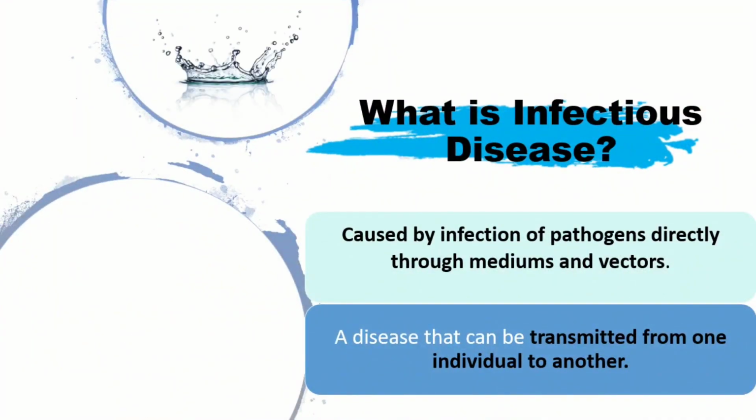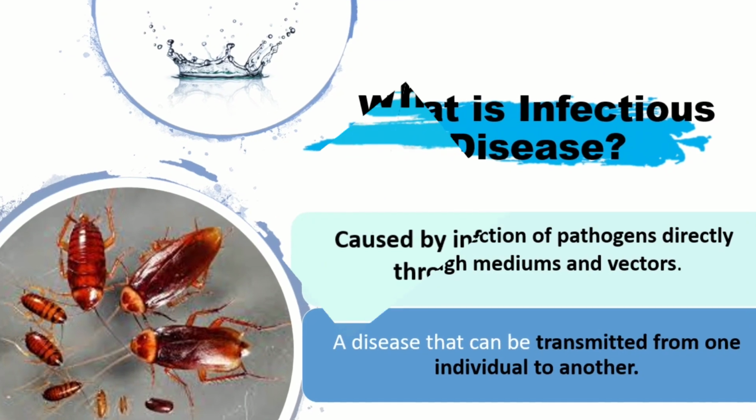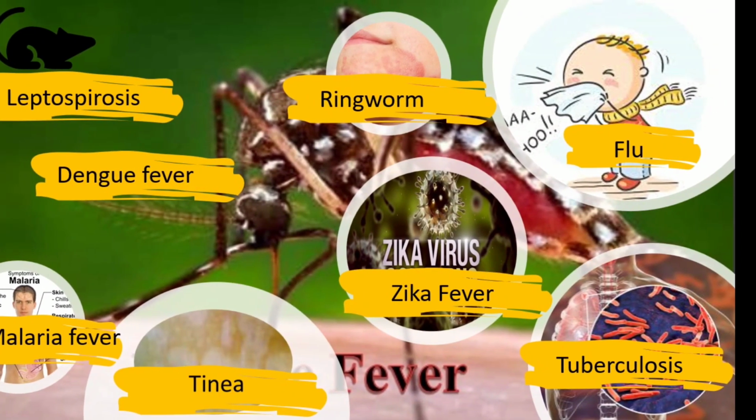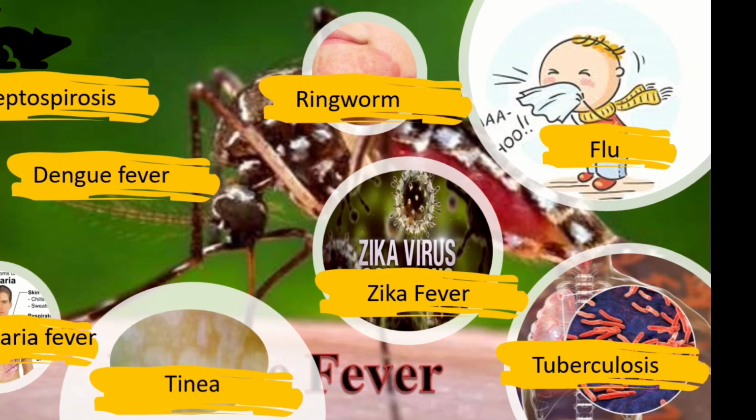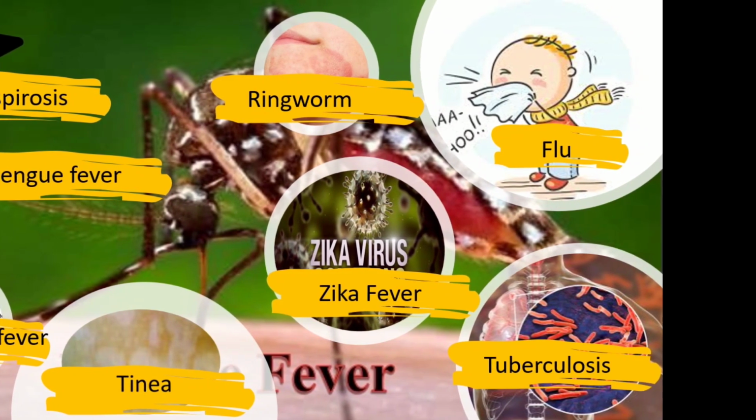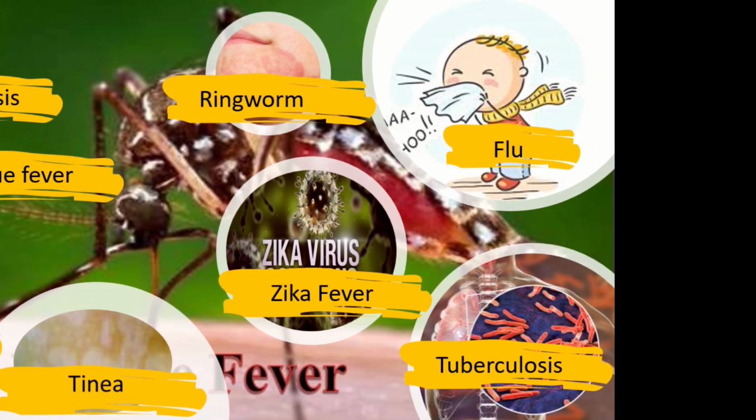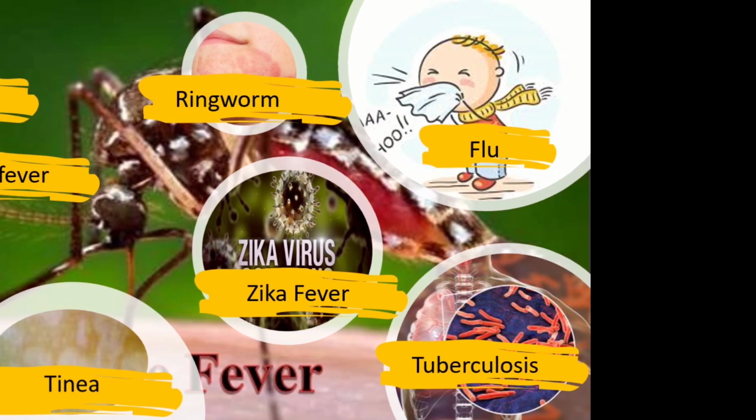Infectious disease is caused by the infection of a pathogen directly through a medium such as water or air and vectors. A disease that can be transmitted from one individual to another individual. Here are the examples for the infectious diseases. It consists of leptospirosis, dengue fever, malaria fever, tinea, Zika fever, ringworm, flu and tuberculosis.